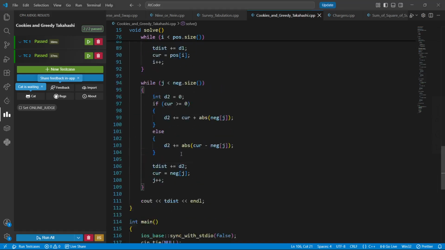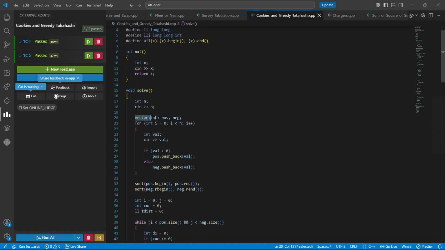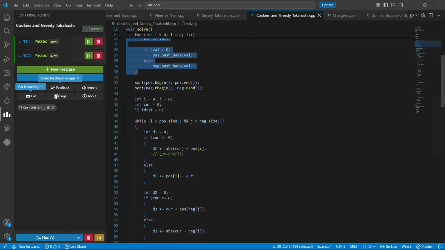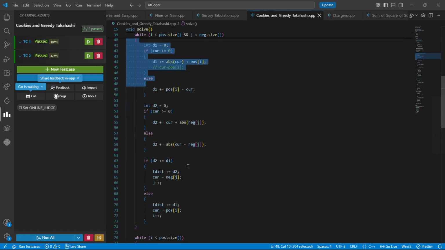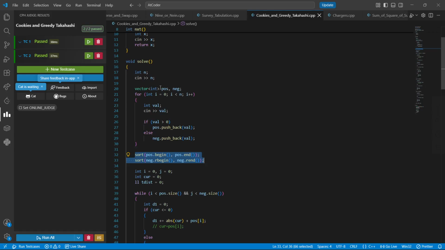If you try to analyze the time complexity, we have n negative and positive coordinates in total. The sorting will take n log n, and the remaining loops are O of n, so in total the time complexity depends on the sort function, which is n log n. For space complexity, we are using two vectors that include n cookie coordinates in total, so it is O of n.